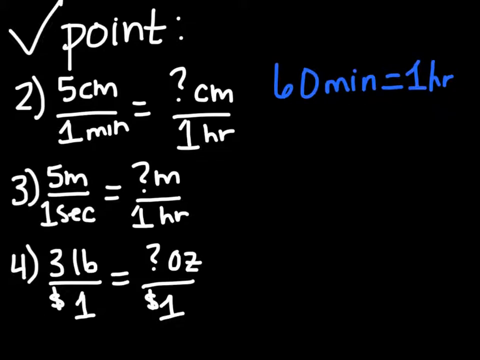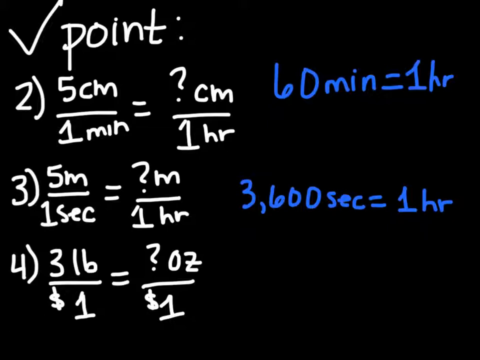In problem 2, we want to find the equivalent ratio for 5 meters per second. How many meters per hour? Again, remember there are 60 times 60 seconds per hour, or 3,600 seconds in every hour.